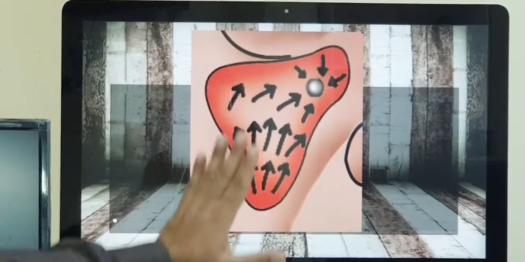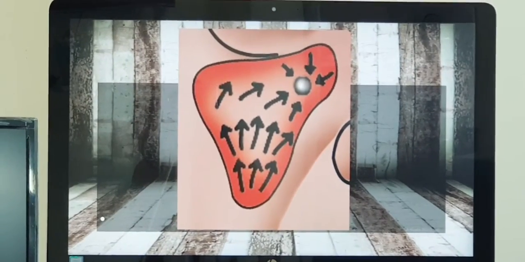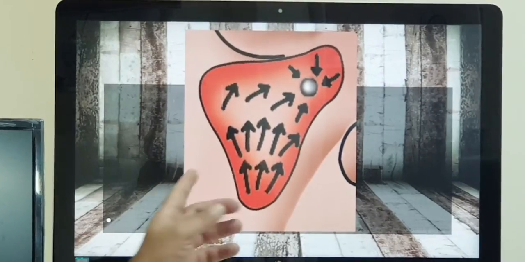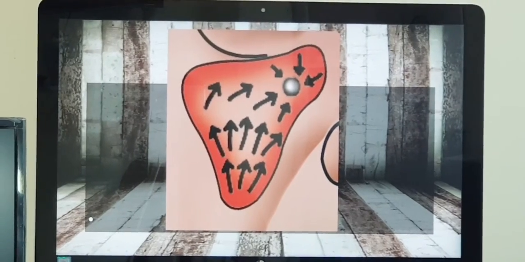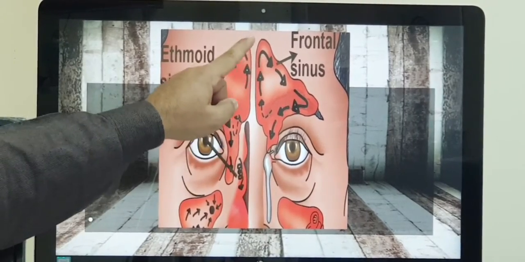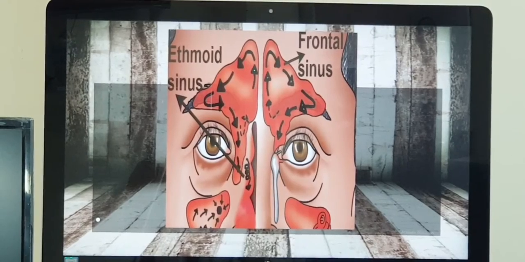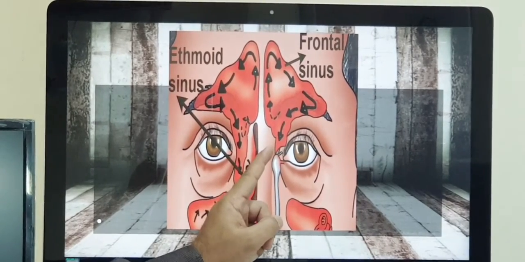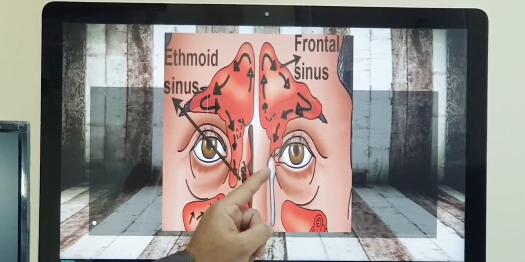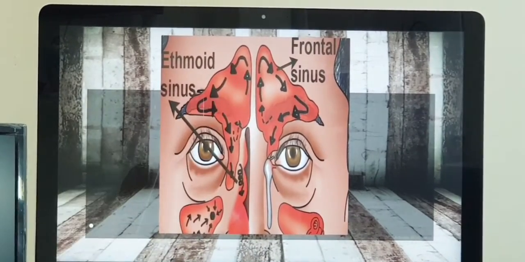So in all the maxillary sinus, this is the direction of the movement of the cilia, so that the mucus is conveyed into the nasal cavity. But in the frontal sinus, it goes anti-gravity, it goes up, then goes sideways, then comes down towards the natural opening. When it reaches there, about 70 to 80% goes down into the nose, and 20% there will be recycling. That is for the frontal sinus.